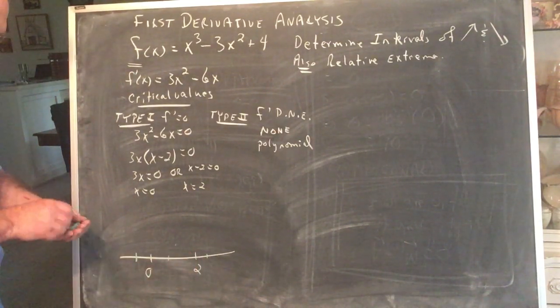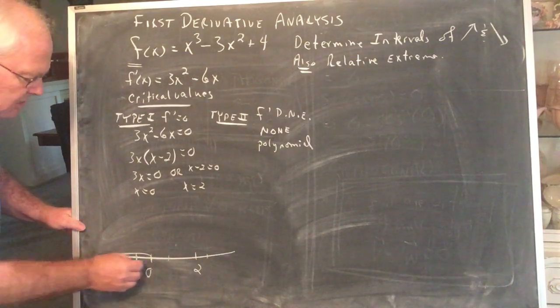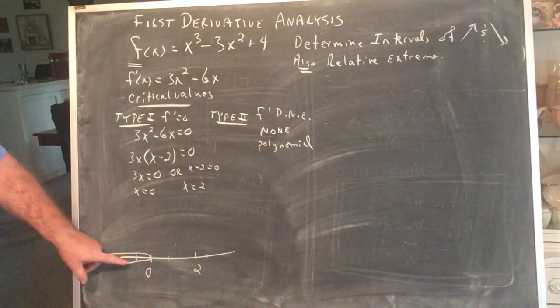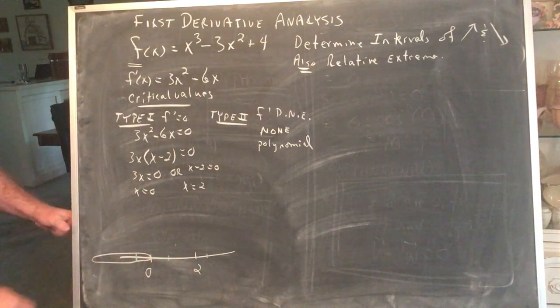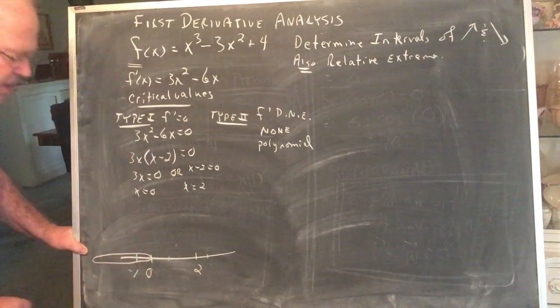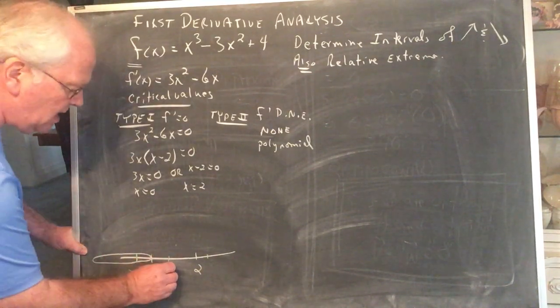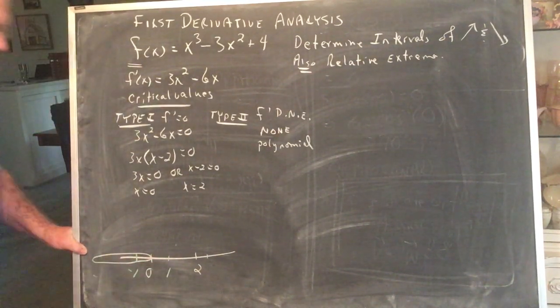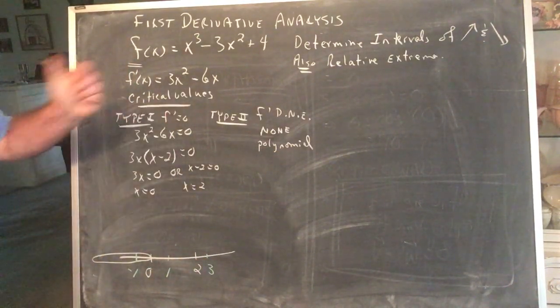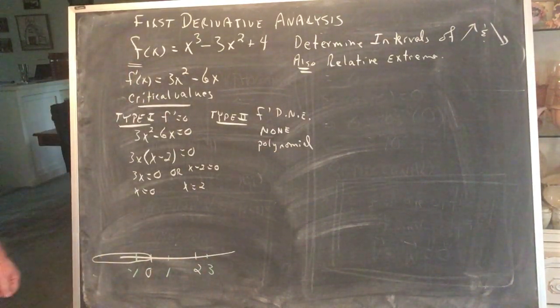Now remember, the interval is determined by the cut values, but the behavior of the interval is determined by the representative value. We may choose any value we want. We might as well choose an easy one. I'm going to choose -1 in this interval. I'm going to choose +1 in this interval. And it makes sense to choose 3 in this interval. Any value will do, but you might as well choose easy ones.